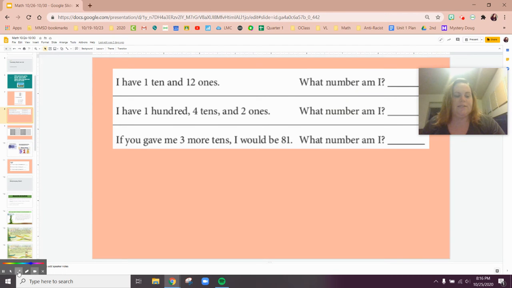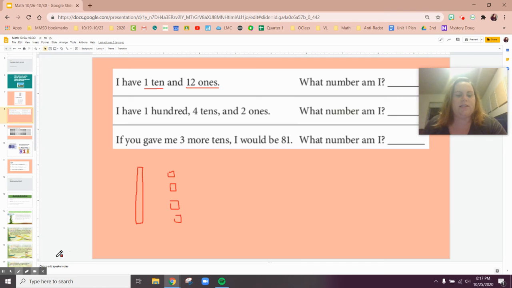All right, so for this slide, this is giving you some word problems. So here we go. I have 1 ten and 12 ones. So I'm going to think about that like this. I have 1 ten, which looks like this. There's my 10. Then I have 12 ones. Wait a minute. Do I have to draw 12 of these cubes?